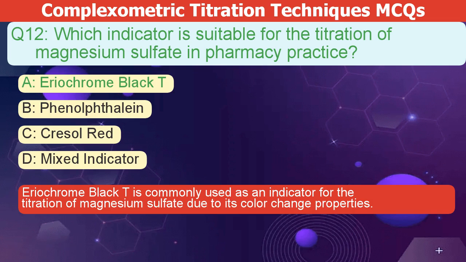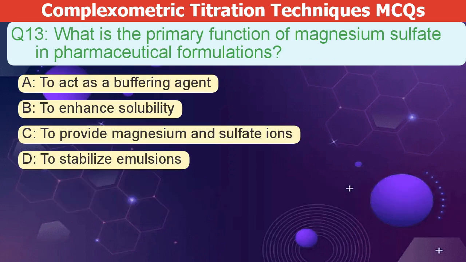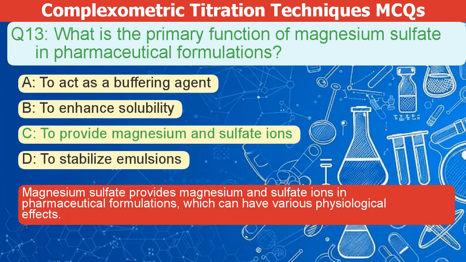What is the primary function of magnesium sulfate in pharmaceutical formulations? A. To act as a buffering agent. B. To enhance solubility. C. To provide magnesium and sulfate ions. D. To stabilize emulsions. The correct answer is C. Magnesium sulfate provides magnesium and sulfate ions in pharmaceutical formulations, which can have various physiological effects.